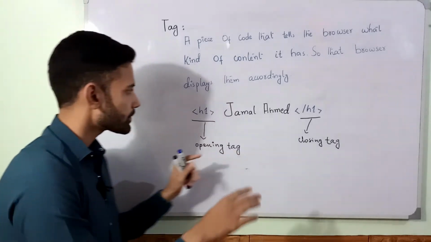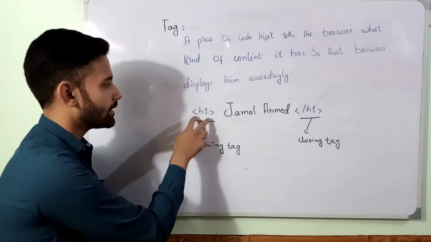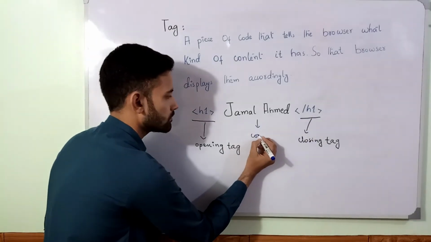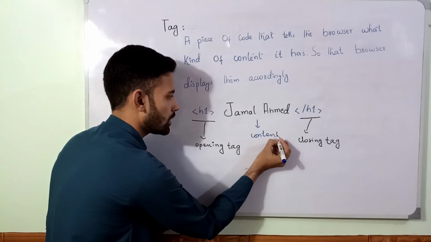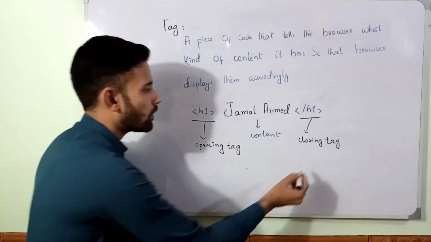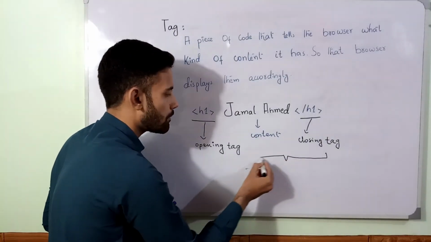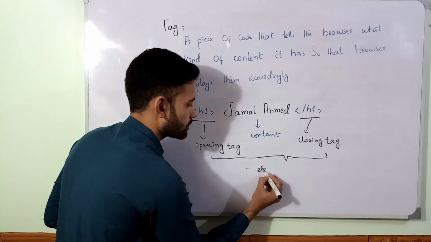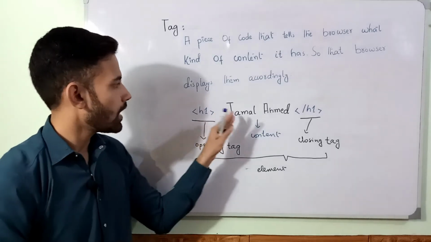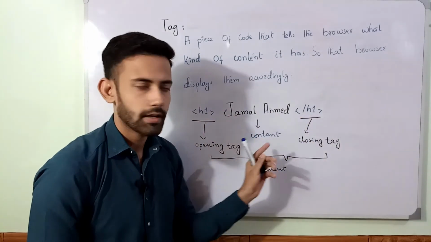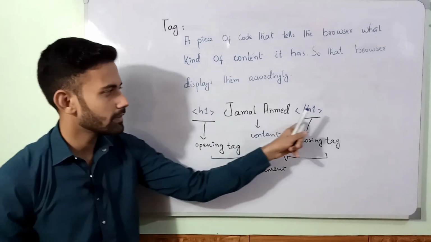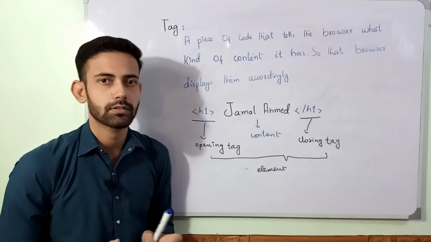Now what is an element? If you see here, this thing is the tag, this thing is the tag, and this thing is the content. If I say what is an element, then the whole thing combined is known as an element. So the element will be an opening tag, some content, and then the closing tag. This whole thing is known as an element, while this is a tag, this is a tag, and this is the content.